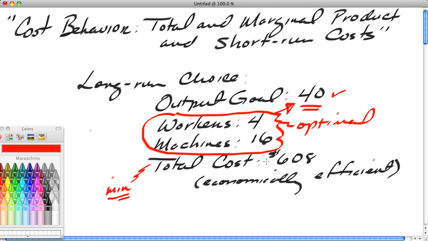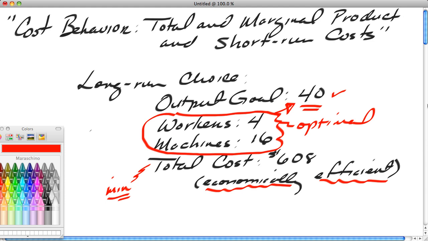We said in the first video that this is good stewardship, that when a company produces an output goal at the lowest possible cost, it is being a good steward of resources, and that would ultimately lead, everything else held constant, to higher profits, and higher profits would be the reward for using as few resources as possible to achieve the goal. So we called this the economically efficient solution.